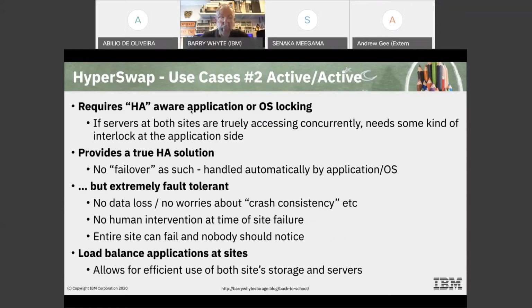It does mean there is no failover. It's truly what we mean by this HyperSwap concept of it's just always on, it should be extremely fault tolerant. We've got no worries even about crash consistency because everything's always just being updated all the time. No human intervention is needed at the point of a site failure. Nobody in theory should even notice if a whole site has actually gone down. And it allows you to obviously load balance more dynamically, or let the applications do that load balancing of both the storage and the servers at both sites.